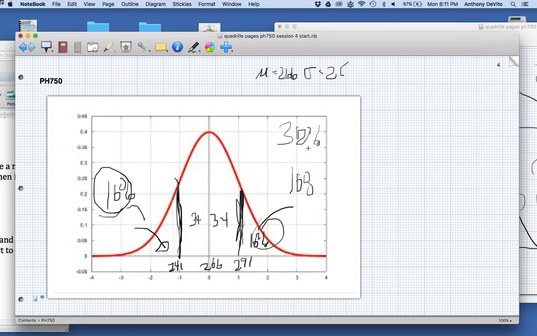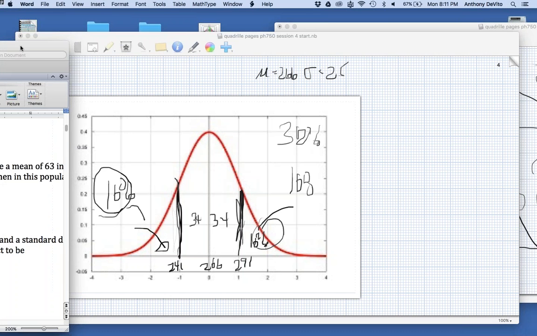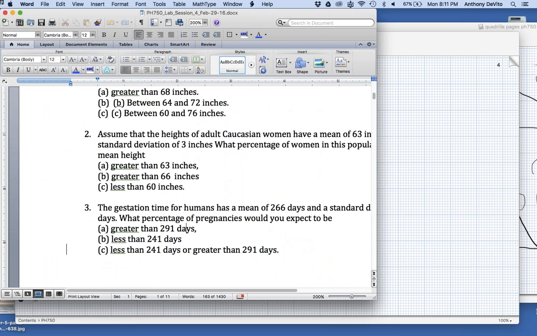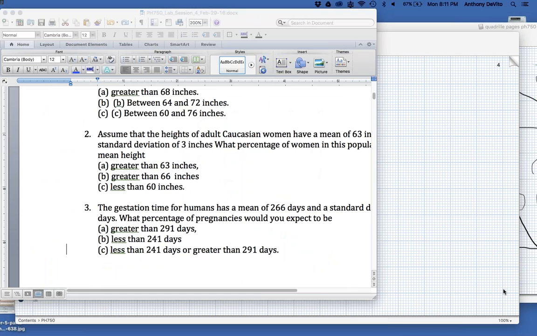If I had asked you what percentage of women had a pregnancy that lasted between 241 and 291, it would have been the 68% between those two. Good. Okay, good. We're getting a handle on this, I think. Okay, so let's make this a little bit more complicated now.